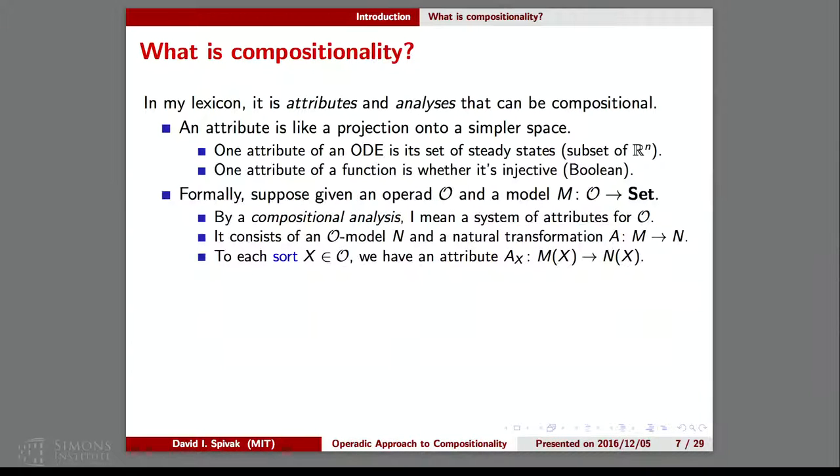But when is an attribute compositional? It's when you have a natural transformation of functors. So I'm trying to say mathematically what we could mean by that. So we have this compositional theory O, and we have this model M, or algebra of O, that tells us what the things of each sort are, and we have a system of attributes for this thing. So we have a simpler space N, another O model, and to every sort we have an attribute that takes the more complex stuff to the more simple stuff.